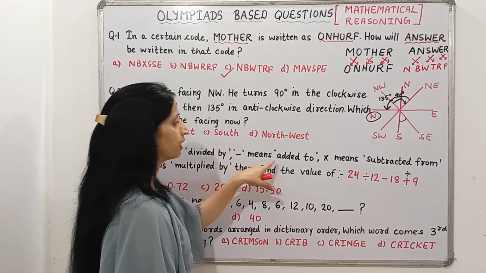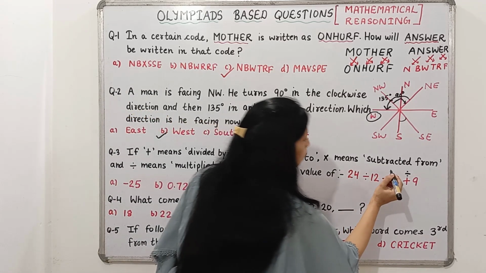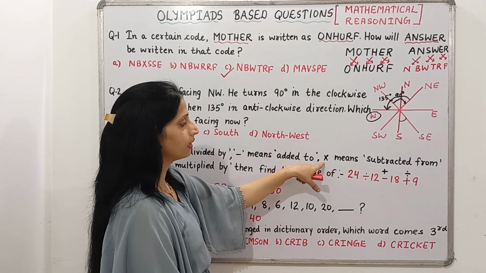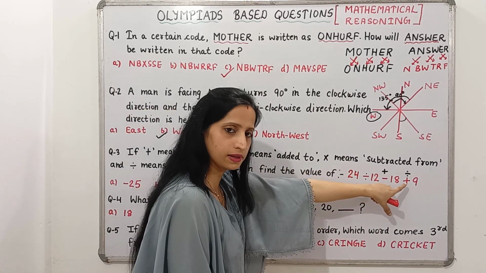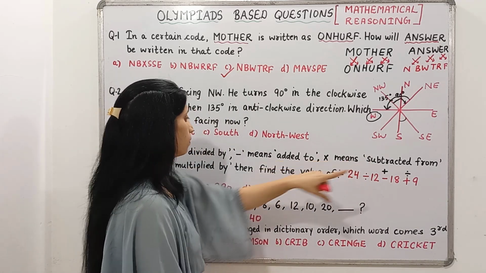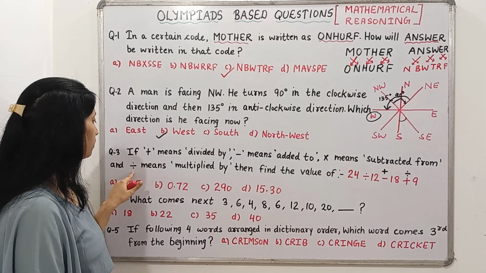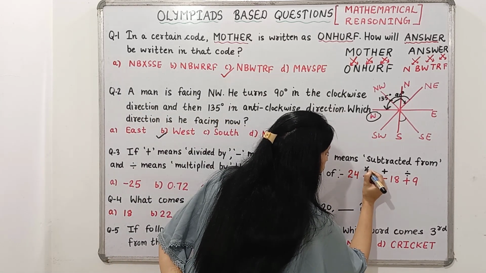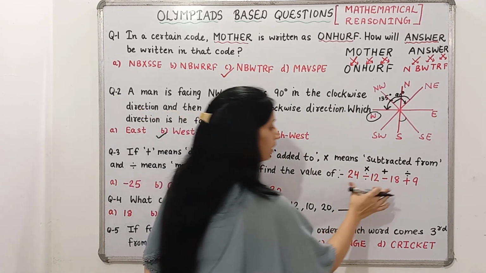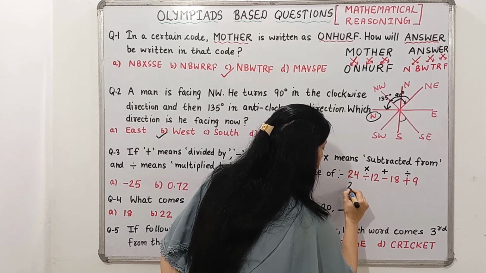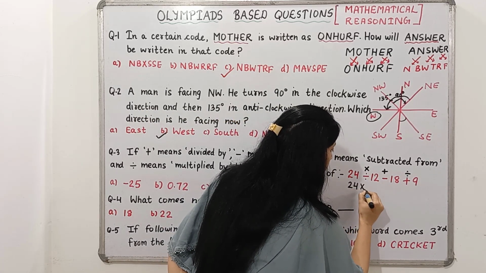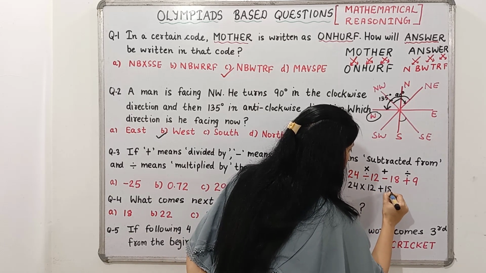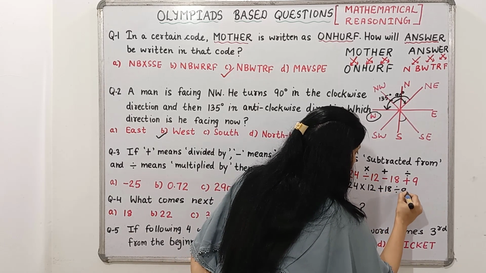In place of minus, we have to put added to. So I am putting the symbol of addition in place of minus. In place of multiplication, but there is no multiplication sign. Now, next, in place of division means multiplied by. So in place of this division symbol, we will put the symbol of multiplication. Now let's rewrite this equation. 24 multiplied by 12 plus 18 divided by 9.